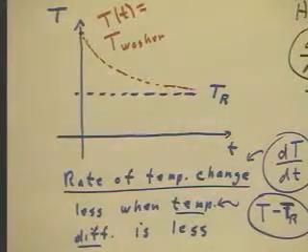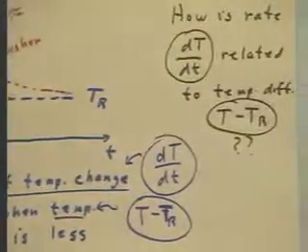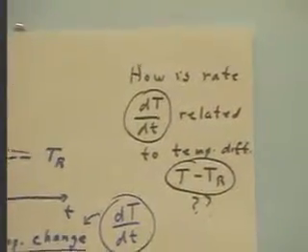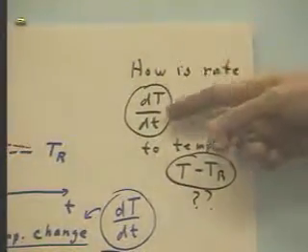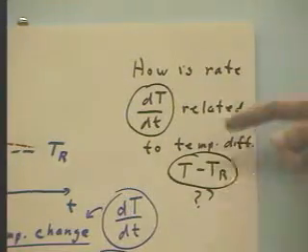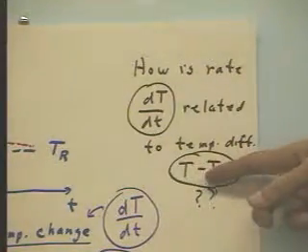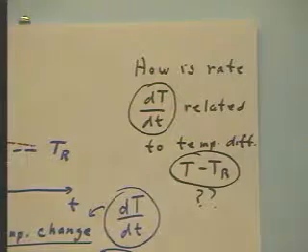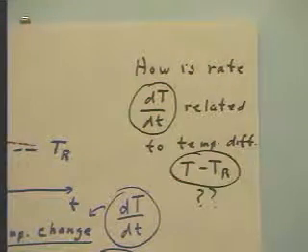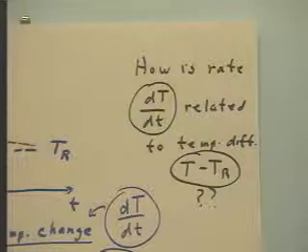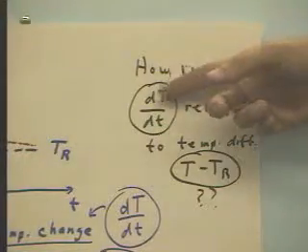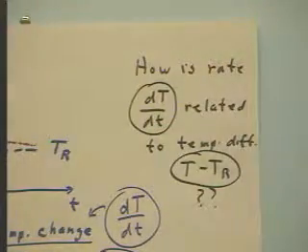So in symbols, we can phrase our question as, how is the rate dT/dt related to the temperature difference T minus T sub r? Do we expect this rate to be linearly related, to be proportional, proportional to the square root, inversely proportional? Do we expect some kind of proportion between these? Or do we expect some other kind of relationship?